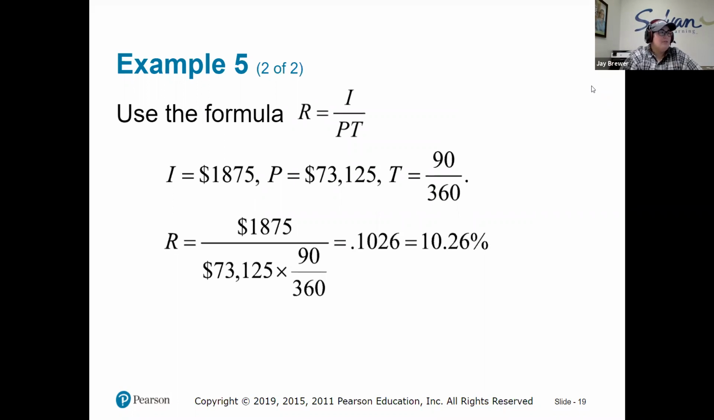All right. Use the formula R equals I over PT. And you will end up finding that the rate is equal to 10.26%.